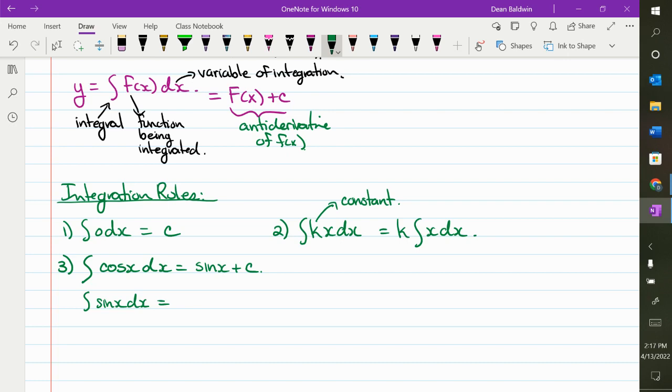Wait, so why does the 0, like for number 1, 0 dx, why is it equal to a constant? Because what's the derivative of any constant? 0. Oh, I see. It's 0 times in your derivative, which makes it nothing.